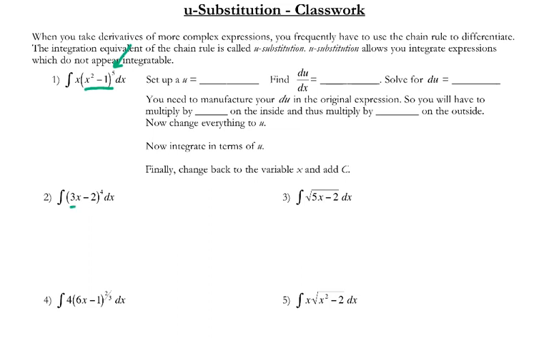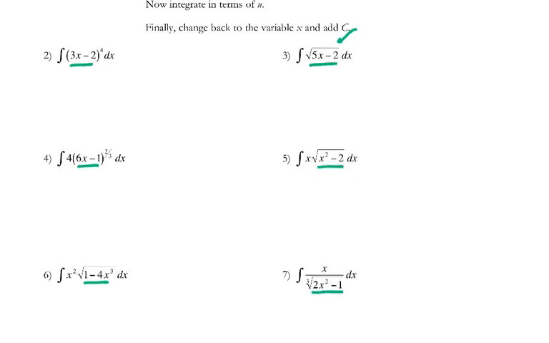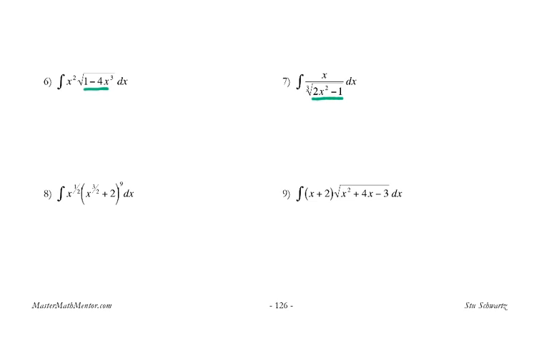For number 2, hopefully you got that inner function, 3x minus 2. For number 3, 5x minus 2 is the inner function because on the outside is the square root. For number 4, 6x minus 1 is the inner function. Number 5, number 6, all of these are inner functions. Number 7 is a little tough, but inside that cube root is 2x squared minus 1. For number 8, the inner function is x to the 3 halves plus 2. And for number 9, a little bit trickier, the inner function is x squared plus 4x minus 3.